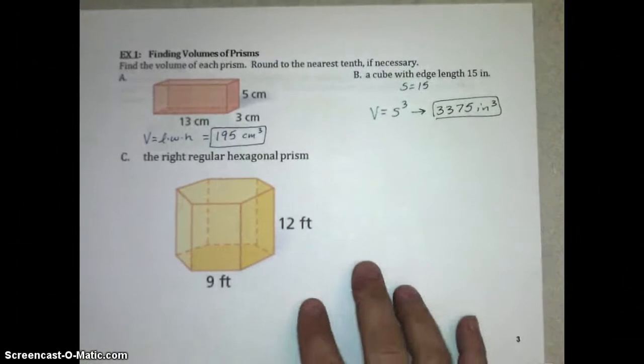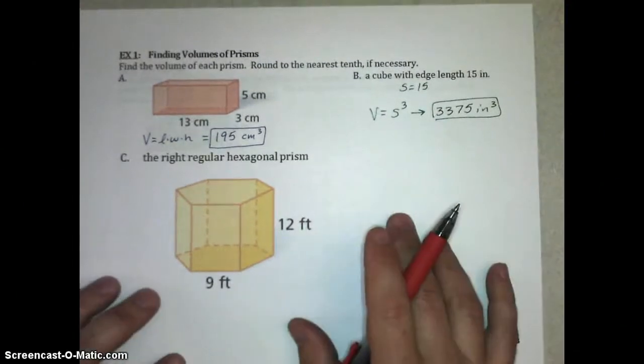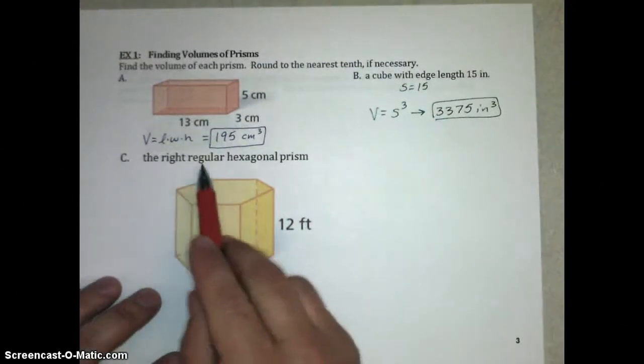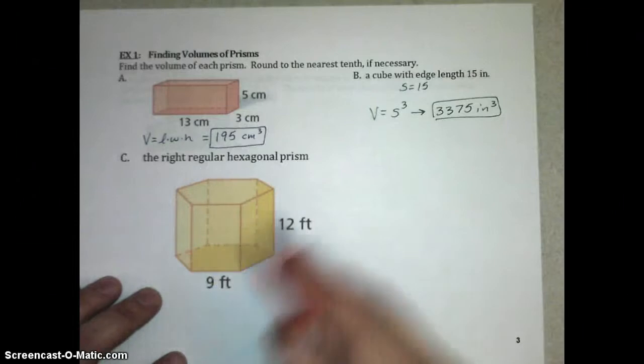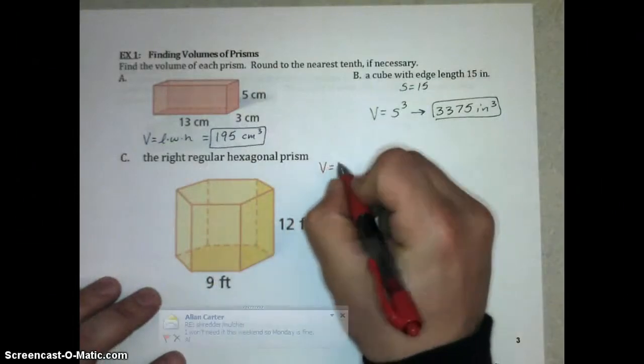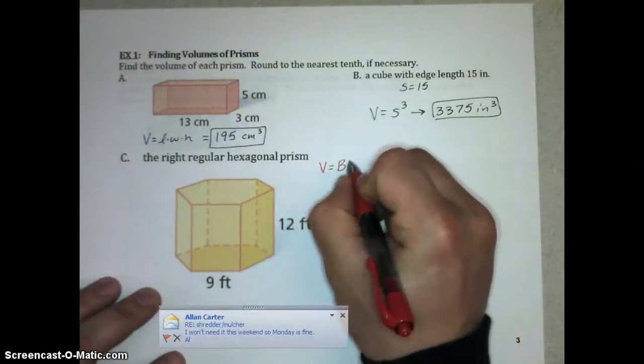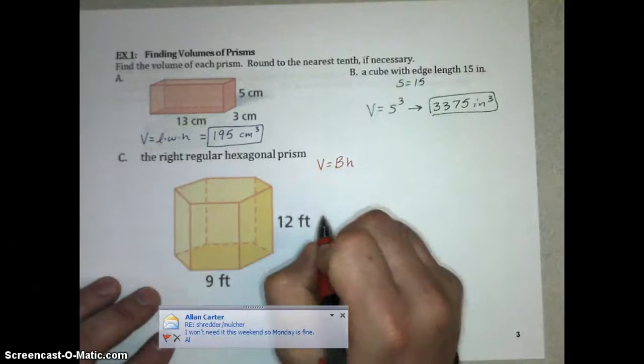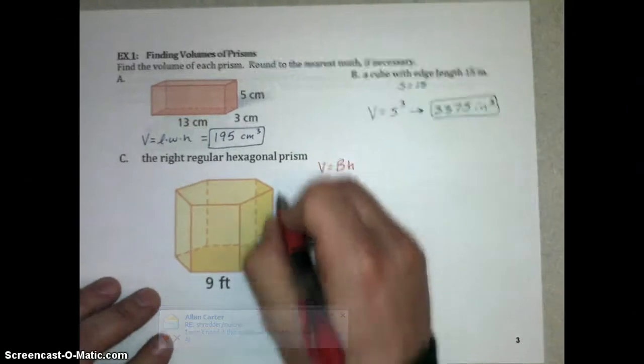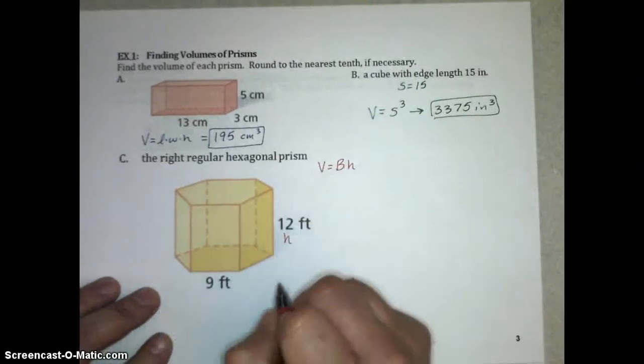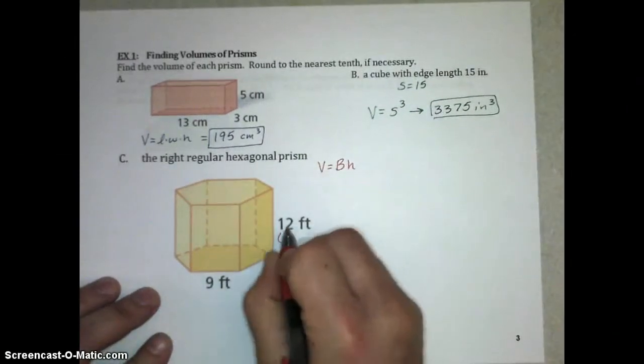So let's take a look at a problem that's a little bit more difficult. Finding the volume of our right regular hexagonal prism. The volume formula we will be using is we're going to take the base area and multiply it by the height. So that's what we have to start with. The height is easy to see. The height is the distance between the bases, 12 feet. Okay, 12 feet is your height.